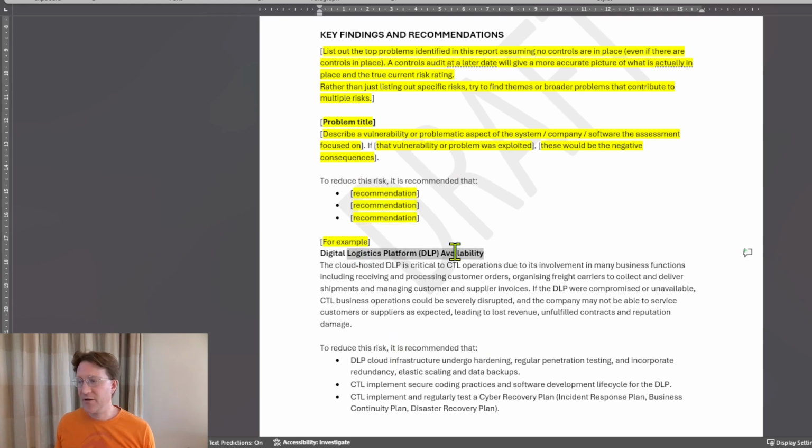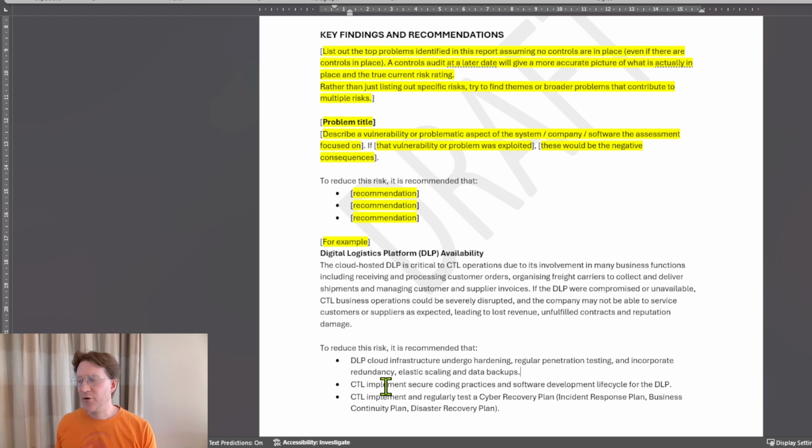So in this case, for DLP availability, we can look at improving the security in the infrastructure through hardening, making sure they do regular penetration testing, making sure they have redundancy. So if there is some kind of issue, you have the ability to launch another copy of the DLP, making sure the infrastructure can scale up if they need more computing power to enable the servicing of all the customers, and making sure that data is backed up. So if things are lost, if things are accidentally overwritten, if things are deliberately encrypted using ransomware, whatever happens, since this is a critical platform, we need to make sure data associated with it is backed up.